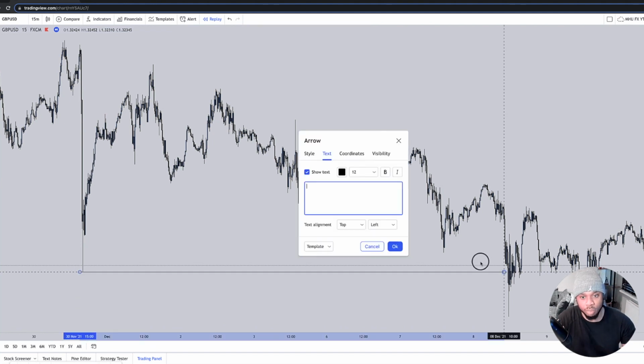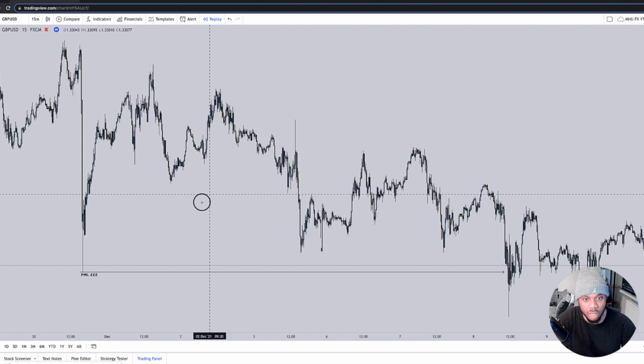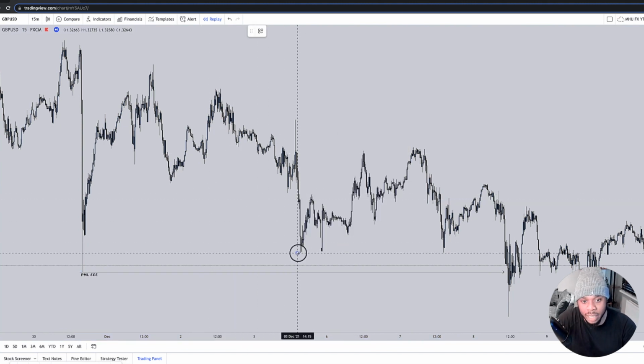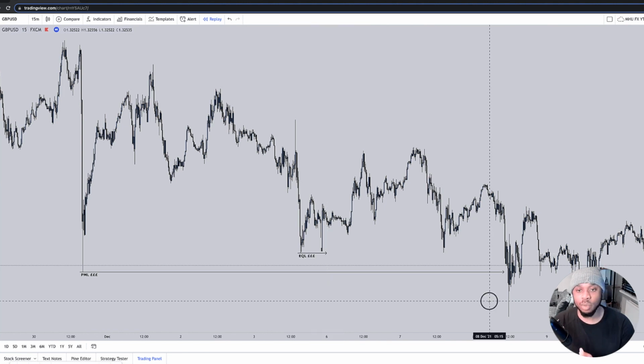So I'm just going to put previous month's low, right? And I'm going to put this money sign here so you guys can see it, and I'm going to put it at the bottom. There we go, make it bold, and we're good. What else do we have? We also had equal lows down here. Look at what price had done.